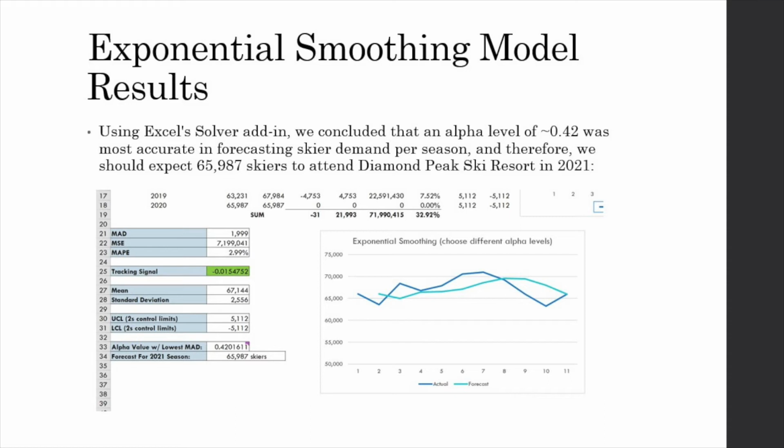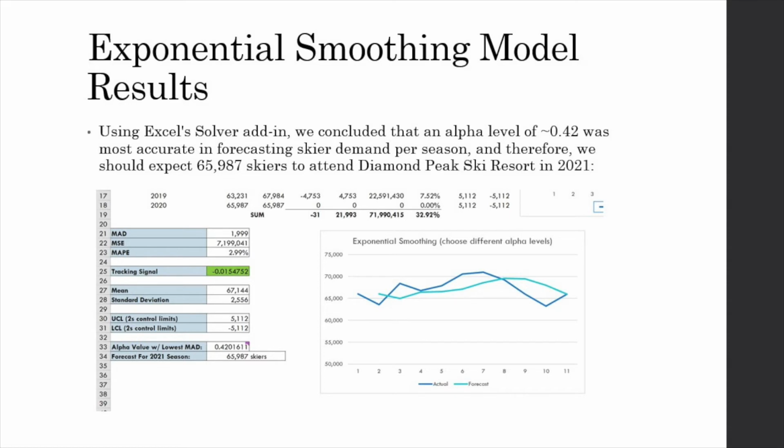So then our results from using the exponential smoothing model, using Excel's Solver add-in, we concluded that an alpha level of about 0.42 was the most accurate in forecasting skier demand for each season. Therefore, we should expect that 65,987 skiers will attend our Diamond Peak Ski Resort in the 2021 season. So this was the overall number of skiers that we calculated as our forecasted number for the 2021 season.